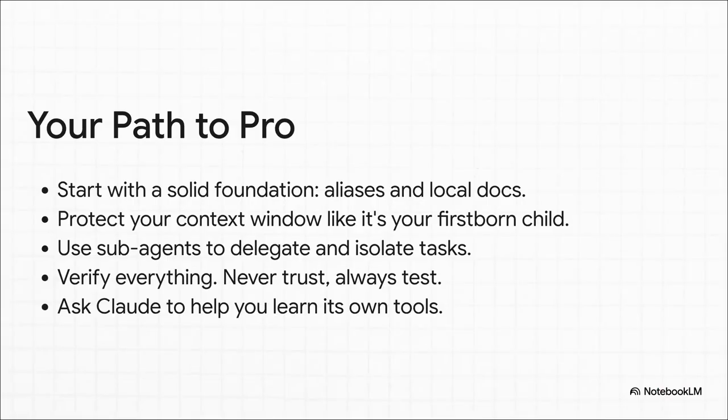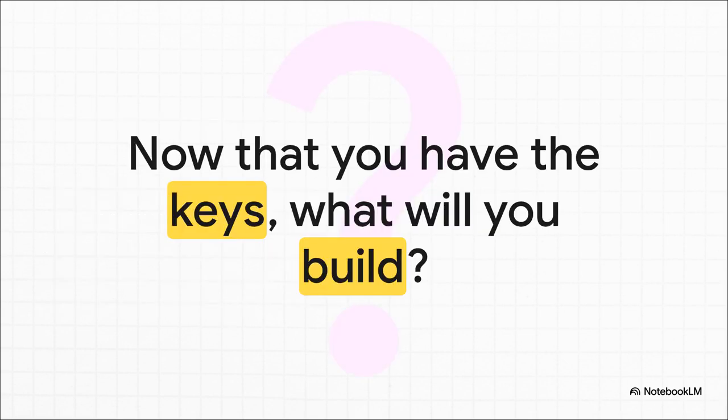Here it is. Your checklist for mastery. First, get your foundation right. It's the fastest way to see big improvements. Second, become obsessed with protecting your context window. As Ray Fernando says, guard it like it's your firstborn child. Third, use sub-agents to break down every problem. Fourth, verify everything. Don't trust, test. And finally, use the tool to learn the tool. With those local docs installed, you can literally just ask Claude, how can I do this better? It will teach you.